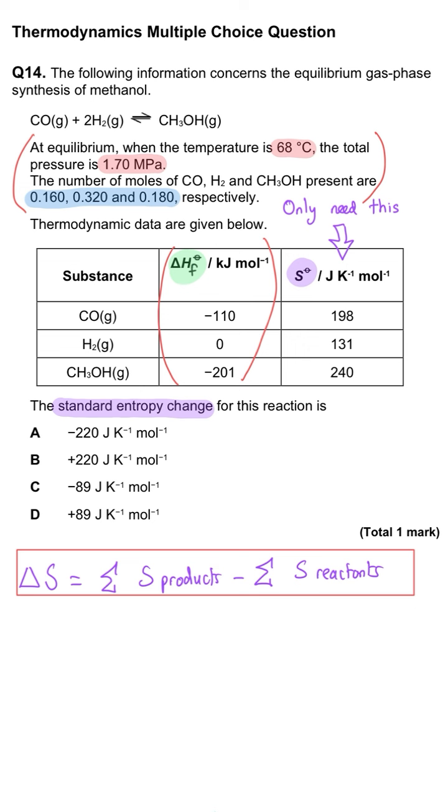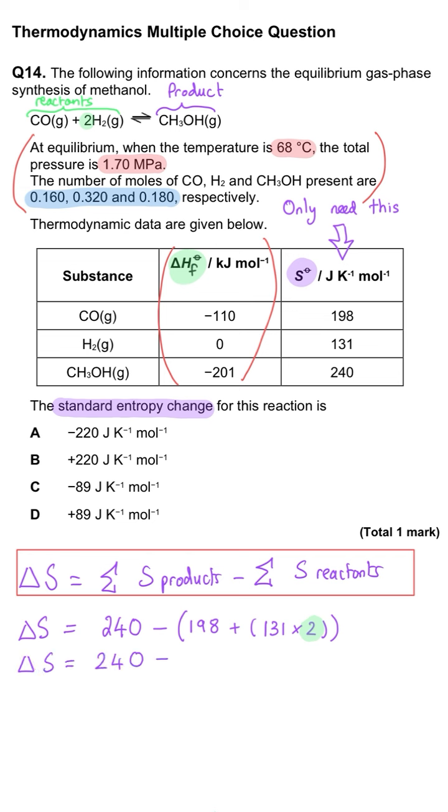But this one itself is reasonably straightforward because the product is methanol and the entropy of methanol is 240, and we're subtracting from that carbon monoxide, which is 198 for its entropy, and hydrogen, which is 131, but there are two of them, so we need to multiply that 131 by 2. And so we've got 240 minus what ends up being 460, and so 240 minus 460 is -220 joules per Kelvin per mole. And so A is the correct answer.